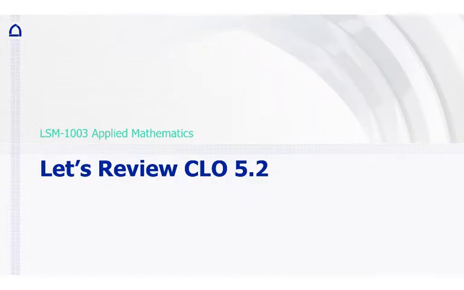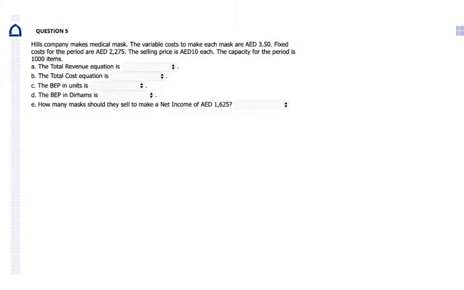Okay, let's do one more question that should put all these ideas together and review 5.2. So here's a company, and they make medical masks. So again, like always, let's label every number that's given so we'll know what to do. So first thing I see is that the variable cost is 350. That would be the cost of buying it from the factory, or the cost of getting the paper and the elastic and those kinds of things for the mask.